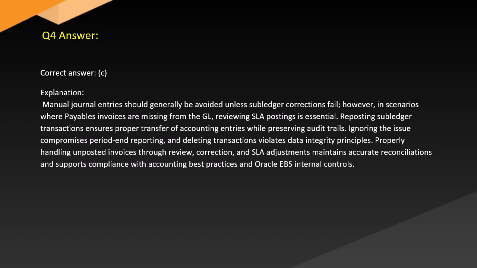Answer. Correct answer: C. Explanation. Manual journal entries should generally be avoided unless subledger corrections fail. However, in scenarios where payables invoices are missing from the GL, reviewing SLA postings is essential. Reposting subledger transactions ensures proper transfer of accounting entries while preserving audit trails.